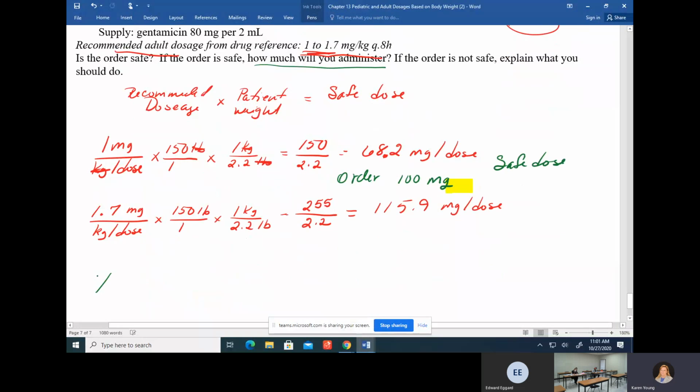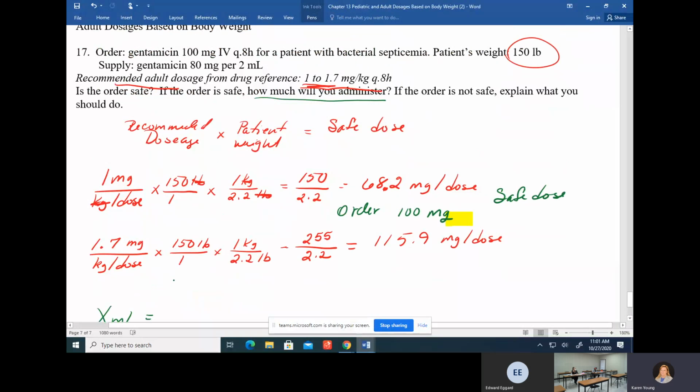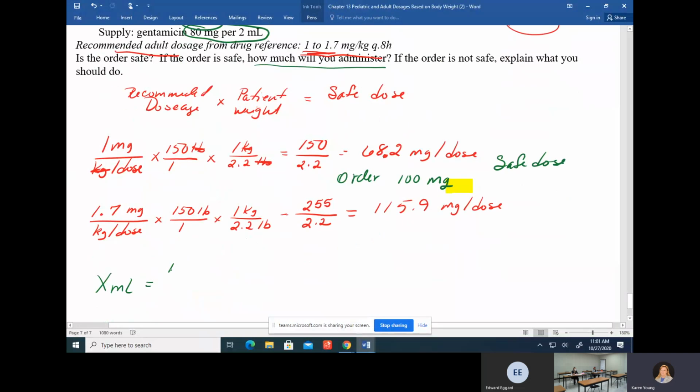Okay, so since it was safe, I'm looking for milliliters. So I want to know how many milliliters I have. My supply is the 80 milligrams per 2 milliliters, and I've got my order of 100 milligrams. So remember, this one's the order over 1 times my supply form, my dosage form, which is 2 milliliters, over my dosage strength, which is 80 milligrams.